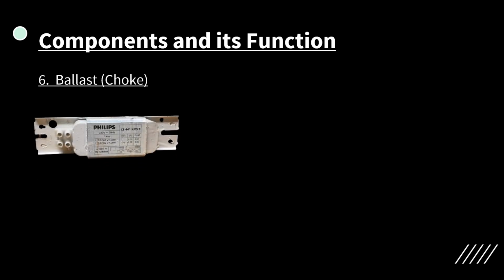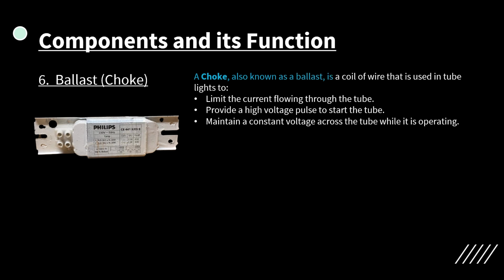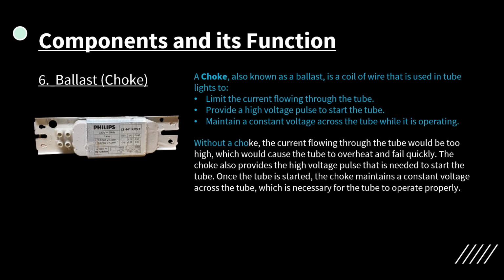The last one is ballast. A choke, also known as a ballast, is a coil of wire that is used in tube lights to limit the current flowing through the tube, provide a high voltage pulse to start the tube, and maintain a constant voltage across the tube while it is operating. Without a choke, the current flowing through the tube would be too high, which would cause the tube to overheat and fail quickly. The choke also provides the high voltage pulse that is needed to start the tube.